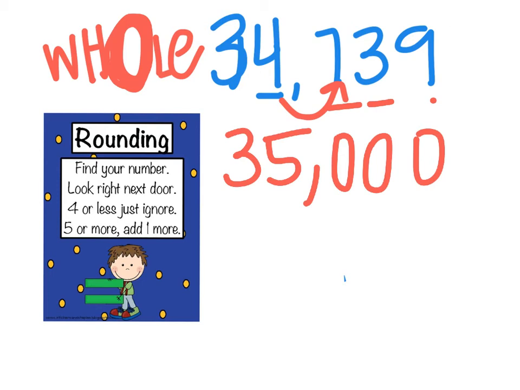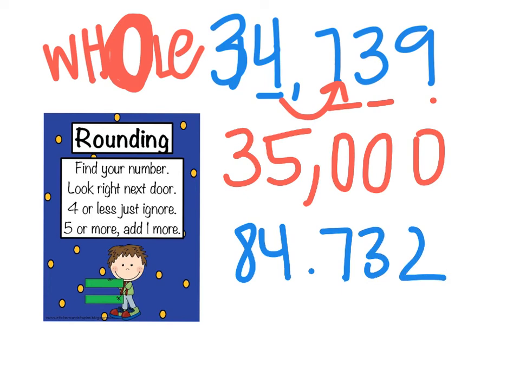Now let's look at an example of a decimal number. Let's say we had 84 and 732 thousandths, and it wanted me to round to the tenths place. So let's follow our rhyme. Find your number. Here's the tenths place. Look next door. 4 or less, just ignore. 5 or more, add 1 more.